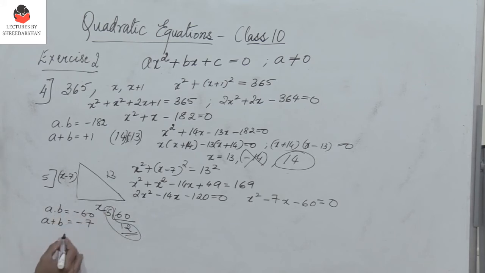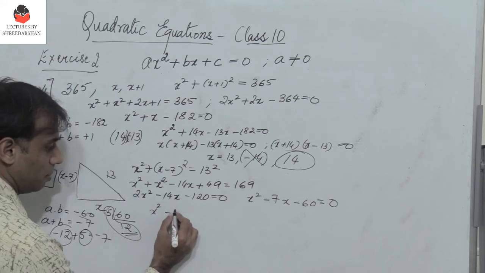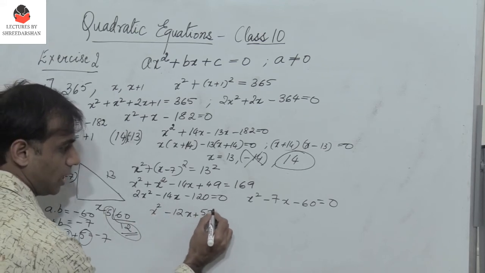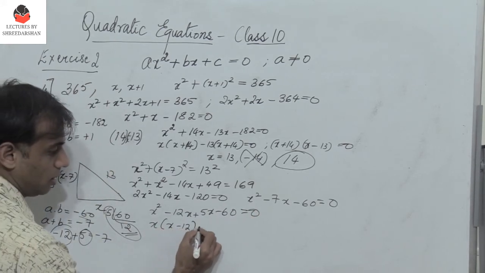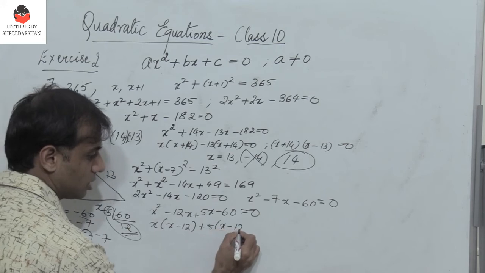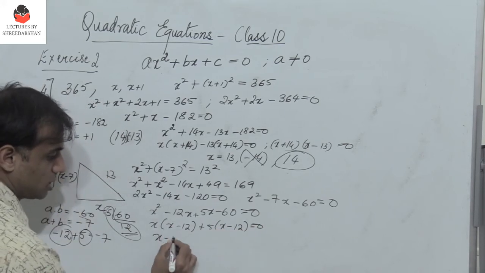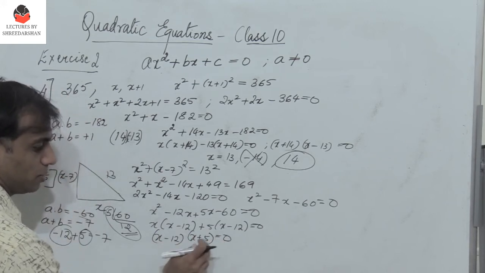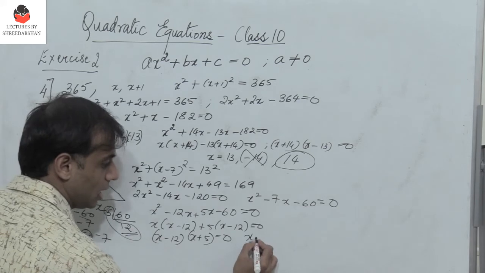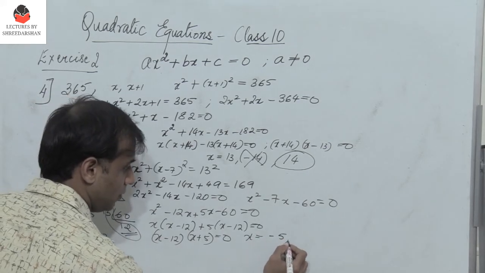I need minus 7. So if a is minus 12 and b is 5, I get minus 7. And minus 12 into 5 is minus 60. So we have got the two numbers. So we have x square minus 12x plus 5x minus 60 equal to 0. So x into x minus 12 plus 5 into x minus 12 equal to 0. So we have x minus 12, x plus 5 equal to 0. So I equate both of them to 0. So when I do that, what do I get? I get x is either minus 5 or 12.